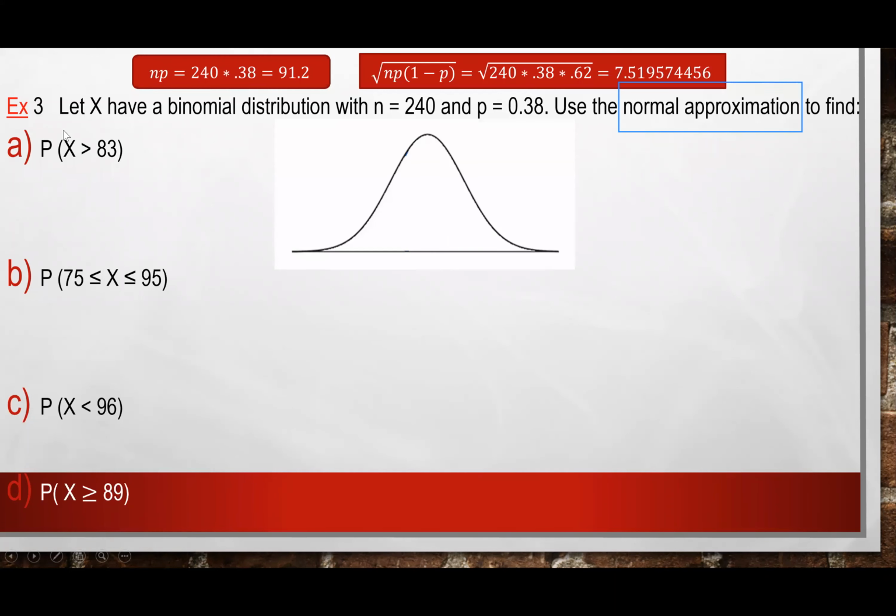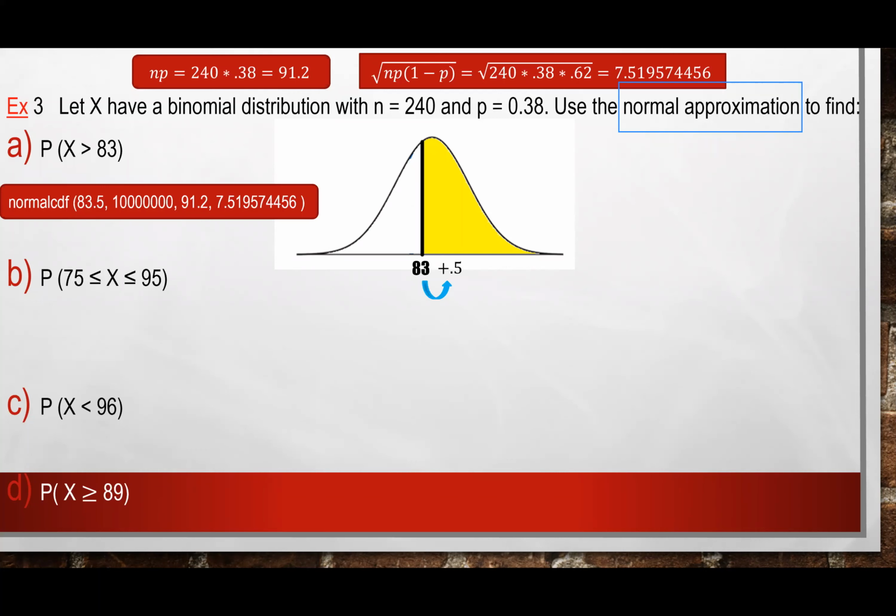Once we have that, now you sketch your graph, your bell-shaped curve. So 83 is somewhere here. It doesn't have to be exact, right? 91 is the mean, so 83 has to be a little bit on the left, somewhere here. I'm looking for X bigger than 83, so I'm looking for the area on the right. And because I don't include the 83, I need to exclude it, so I need to move to the right, which means I have to add 0.5.